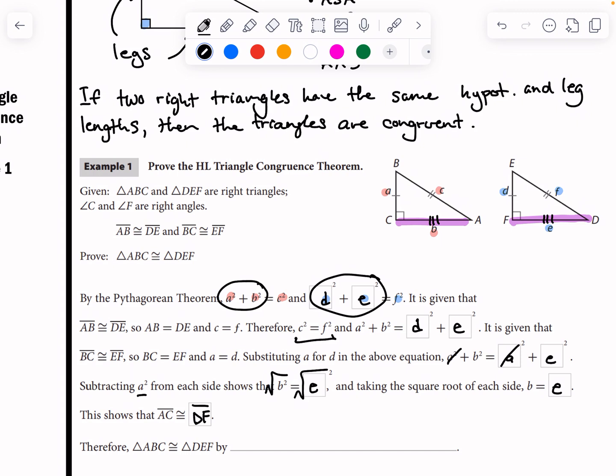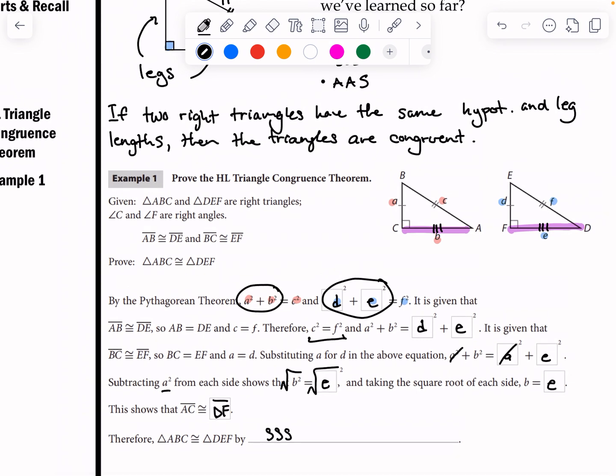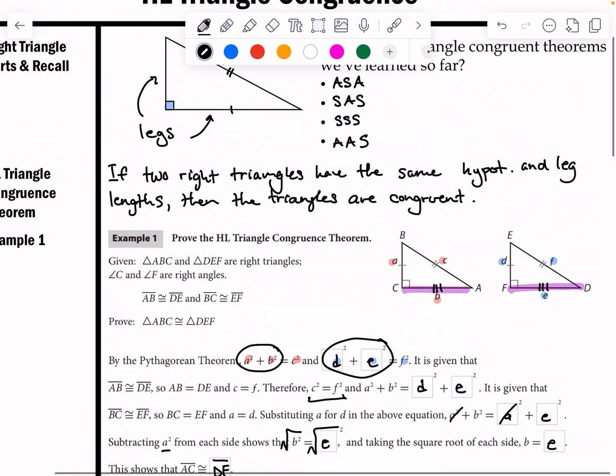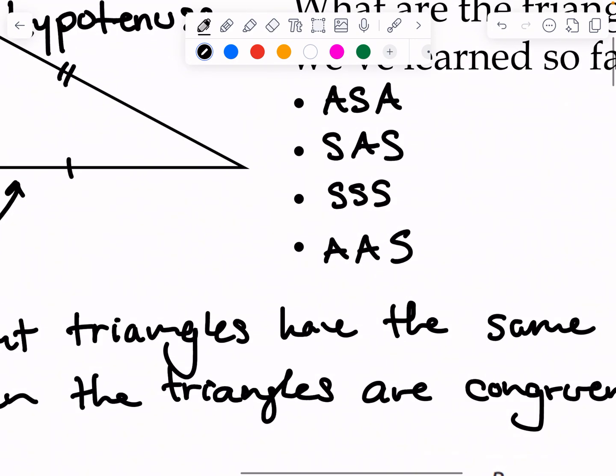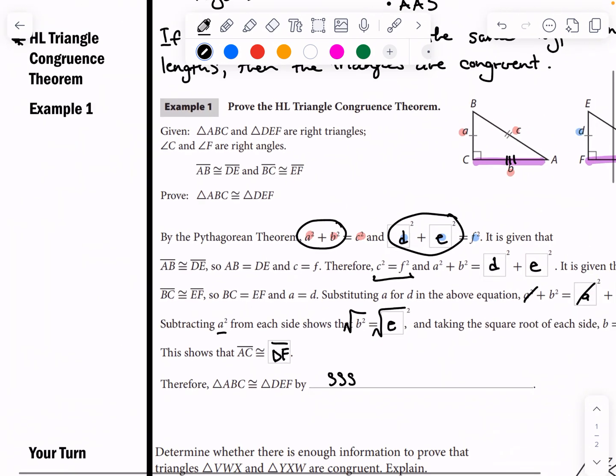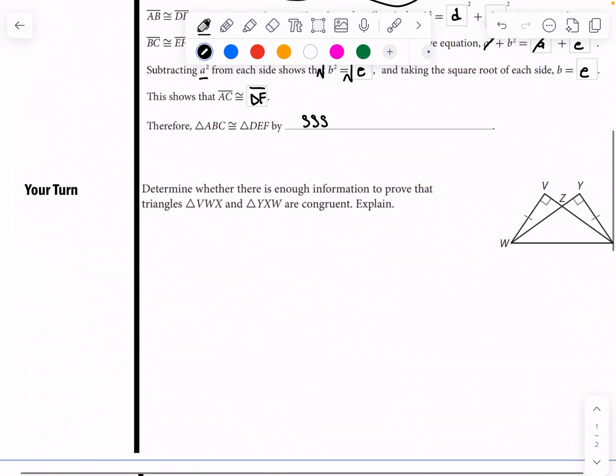So the triangles are congruent because we have 1 tick mark, 2 tick marks, 3 tick marks, all on the sides. The triangles are congruent because of the SSS triangle congruence theorem. All right, so we've proven why HL does result in congruent triangles. We did that using the Pythagorean theorem. We performed some algebra, and we used one of our prior understandings that SSS is a reason for triangle congruence. All right, let's go to this next one.